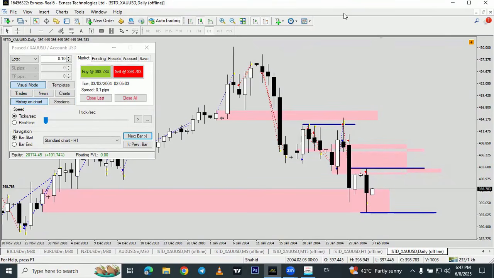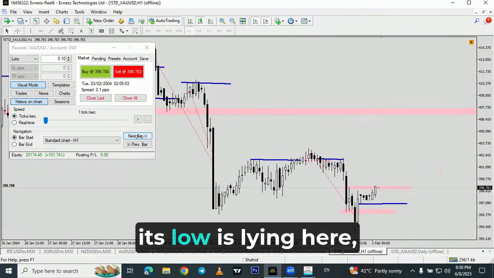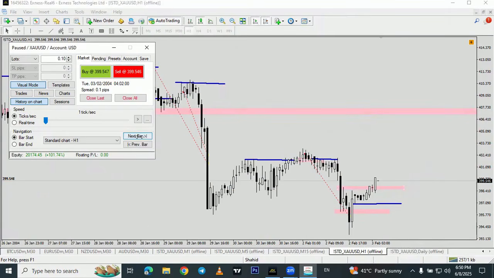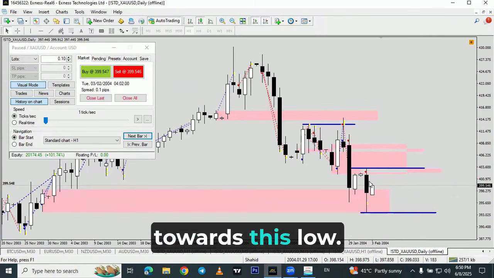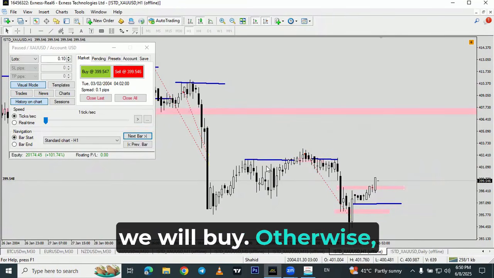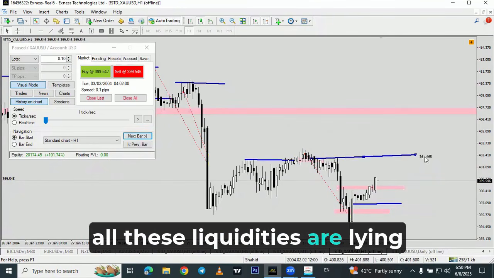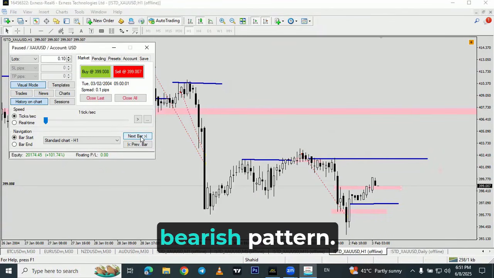Let's go now. We wait here for the structure to change. Look at H1, its low is lying here. And what is the market doing? It is trying to go towards this low. So we wait here. If we get any confirmation, we will buy. Otherwise, if you see all these liquidities are lying here, after picking them, we will go bearish, which is our upper bearish pattern.